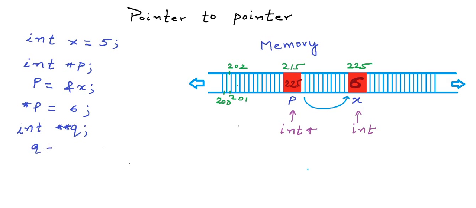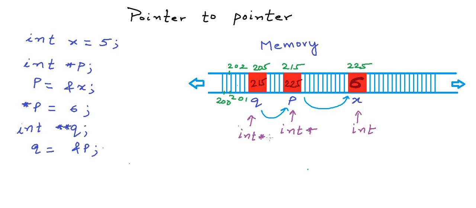the address of p. So with this first line, with this int asterisk asterisk q, we created q. Let's say we created q at 205, and now we are saying that q will store the address of p. So q points to p, and the type of q is int asterisk asterisk.